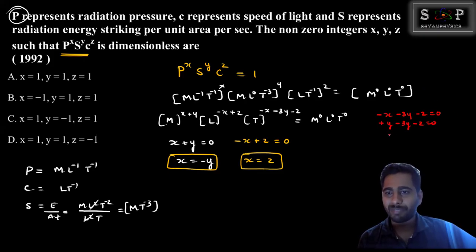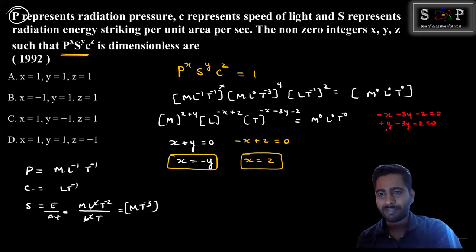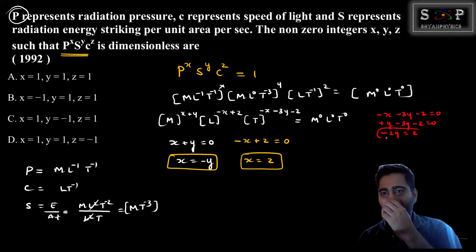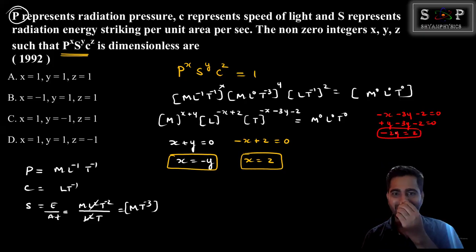Okay, now it will become minus 2y is equal to z. Okay, z value became here minus 2y. Similarly, we need to calculate and take the ratio, you'll get the answer. Okay, I helped you till now, just go with that flow.